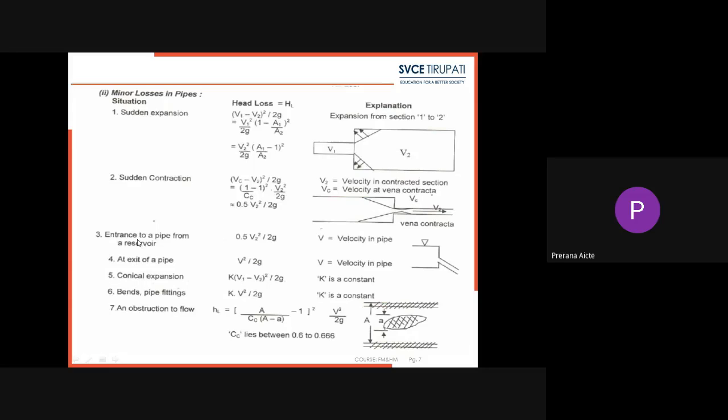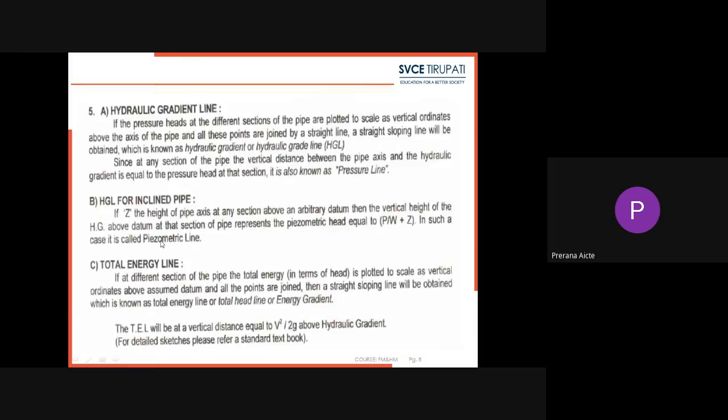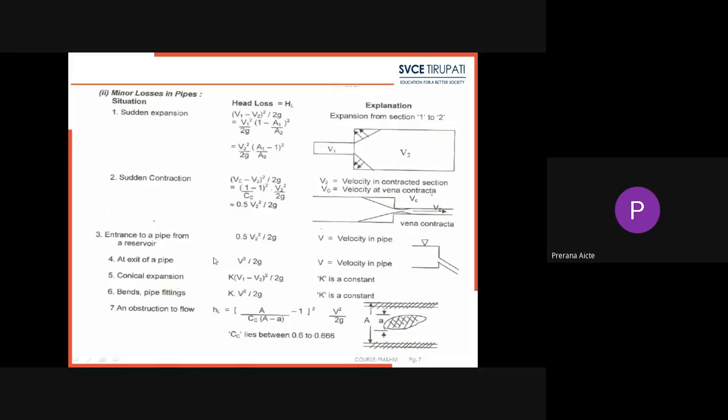Then at entrance to a pipe from a reservoir, the head loss is 0.5 V²/2g. And at the exit of the pipe, the head loss equation is V²/2g. For a conical expansion, the equation is K × (V1 - V2)²/2g. Here K is a constant. For bends and for pipe fittings, the equation is K × V²/2g. And here also K is a constant.